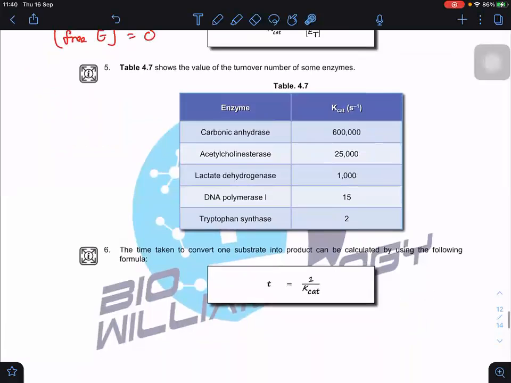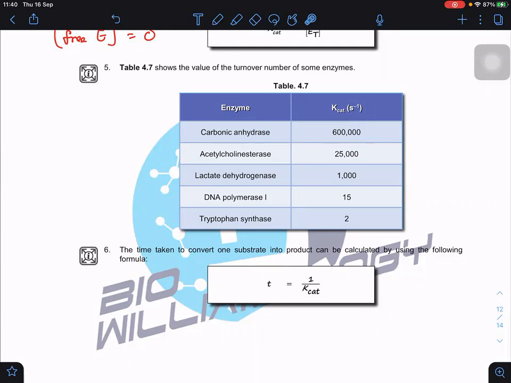So you can see that for some of the enzymes here, how fast is the KCAT? KCAT is per second. So what does this mean? Carbonic anhydrase is one of the enzymes with the highest turnover number. Why? Because every second, you can see how fast. Maybe you can't imagine, I also can't imagine how fast this process can take place. Every 1 second, every single carbonic anhydrase enzyme can convert 600,000 substrate molecules into product.